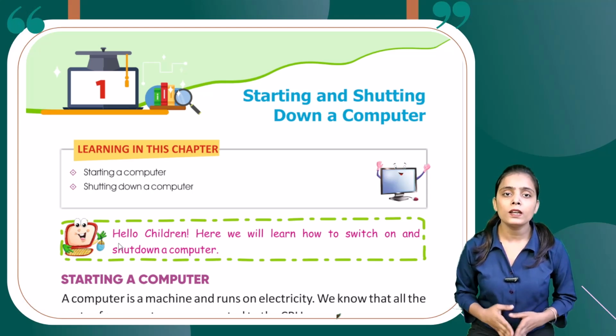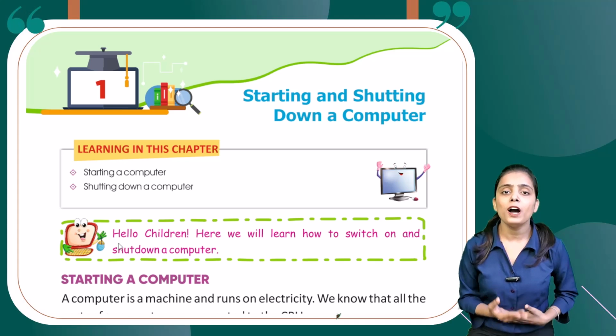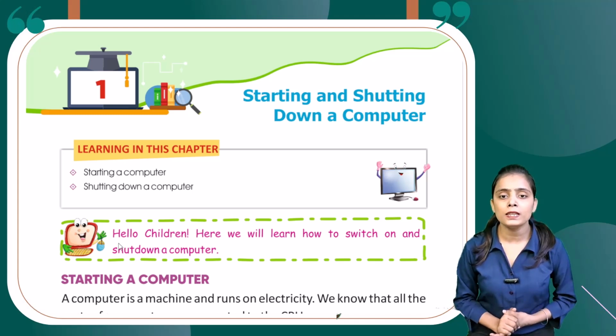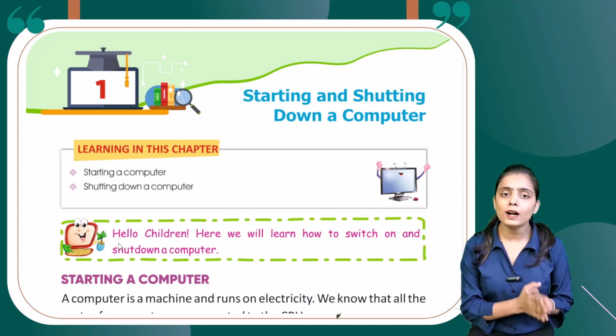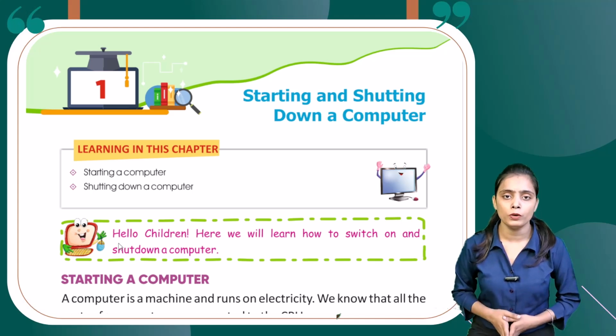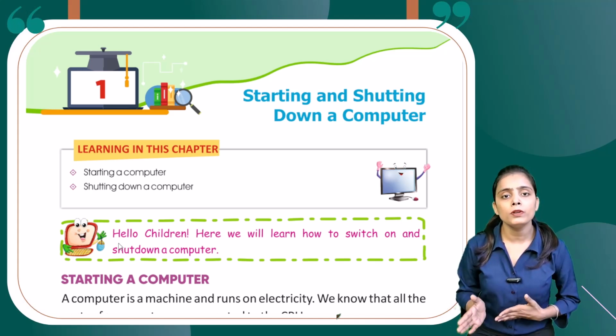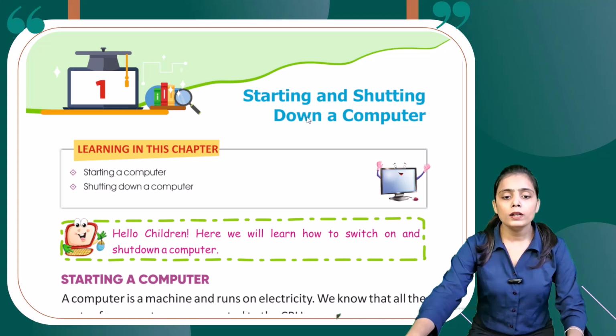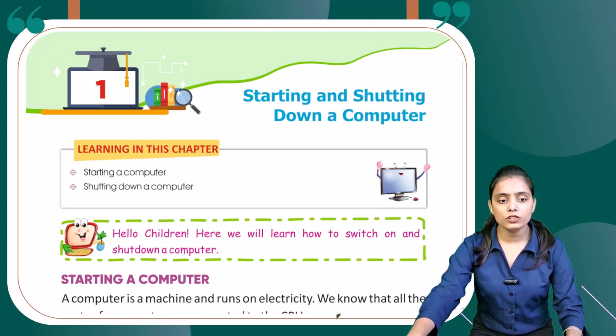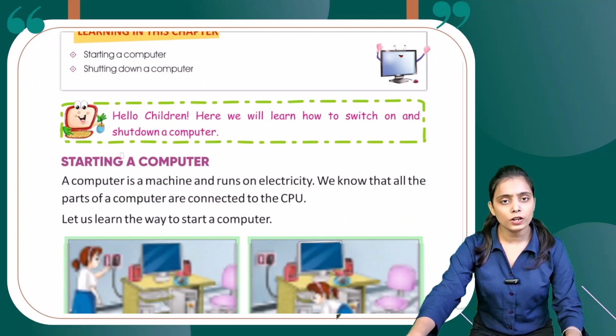आपने ये सीखा था कि कंप्यूटर क्या होता है, कंप्यूटर कहाँ यूज होते हैं, कंप्यूटर के मेन पार्ट सीखे थे. Now let's see how to start a computer and how to shut down a computer, because at the end of the day computer is a smart machine. You can't use it 24/7. So there is a process to start a machine and shut down a machine. Let's see the learning in this chapter, starting a computer and shutting down a computer.